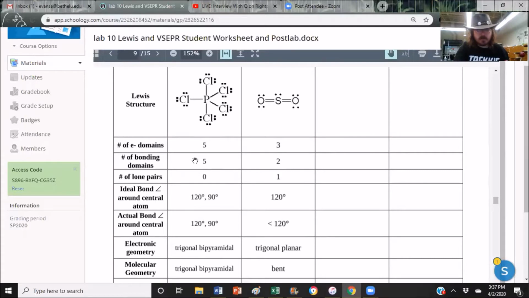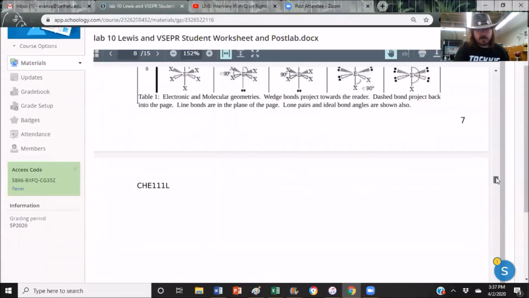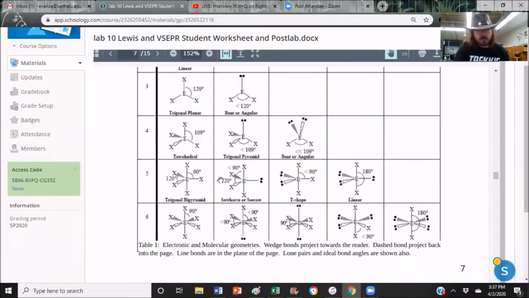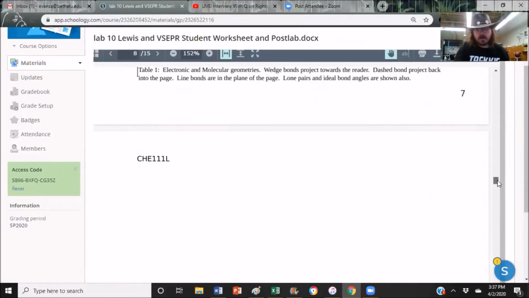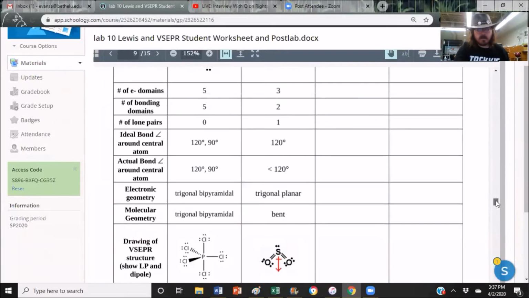Looking back on that table, 5 electron domains and 0 lone pairs means it's right here, both in electronic and molecular. So the bond angles in ideal and actual are the same. You get these right from that table. But if you look, this is a trigonal bipyramidal structure. You have that triangle right here, a 3-atom triangle, and draw this up.